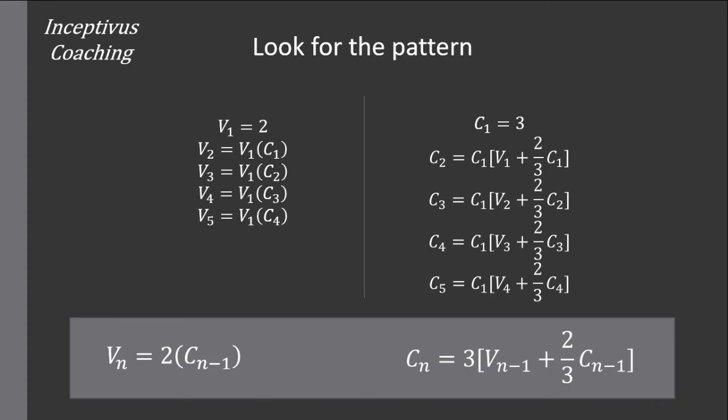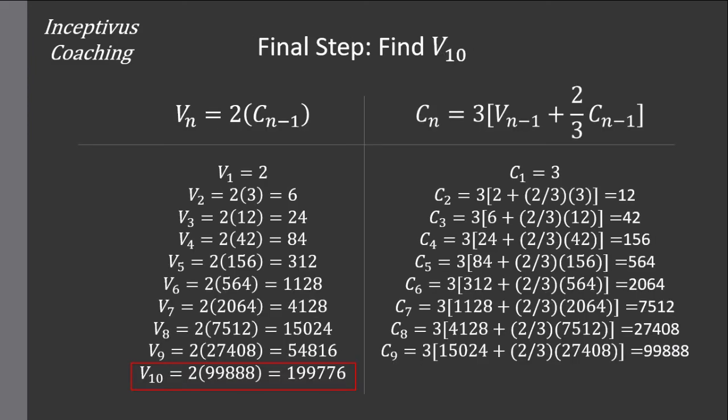Okay, so now I have my rearranged definition that's a little bit easier to work with. I can find any Vn, I can find any Cn because I have an initial value for V and an initial value for C. And if I carry out this calculation recursively, after some tedious calculation, I get V10, which is 199,776.